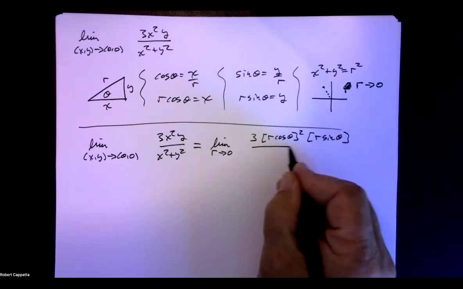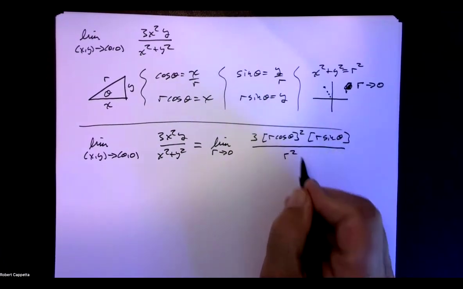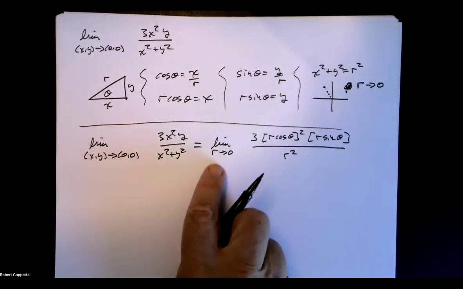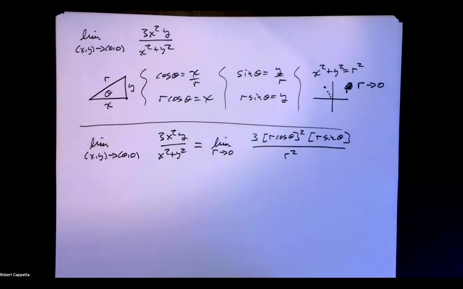And downstairs, x squared plus y squared is r squared. So this is interesting. We're looking at the limit as r goes to 0, but there's both r's and thetas here. So how can we approach this argument? Well, let's collect things a little bit.